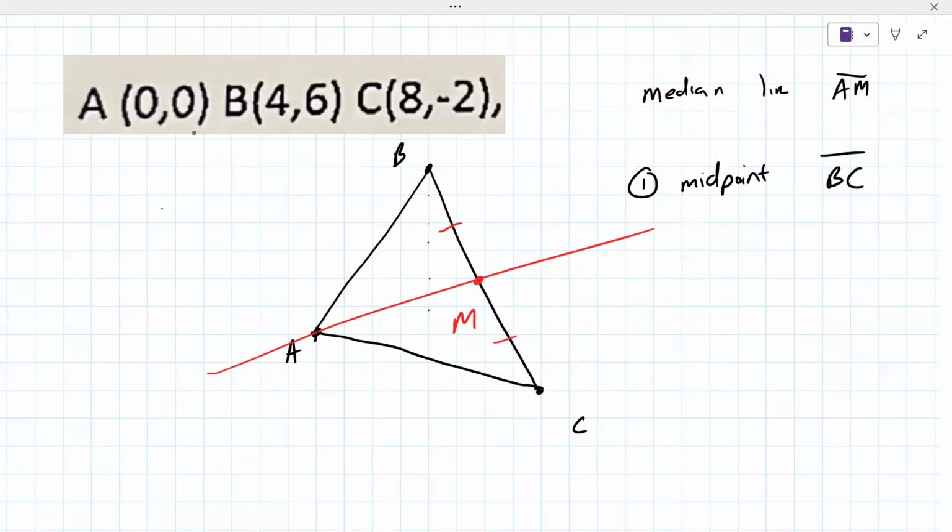Step one here is the midpoint between B and C. Okay. B and C. So that's a formula. We did that last time. I'm happy to write it down. Maybe you can just figure it out. Where's the middle of these 2 points?